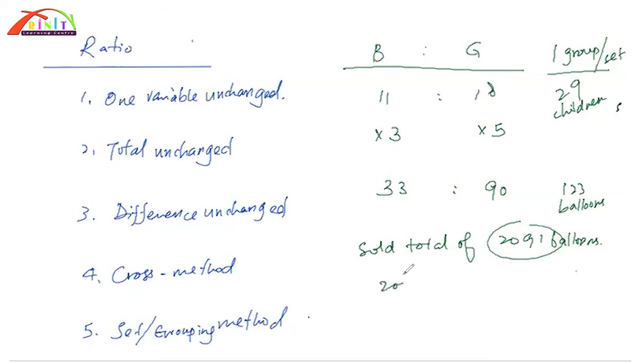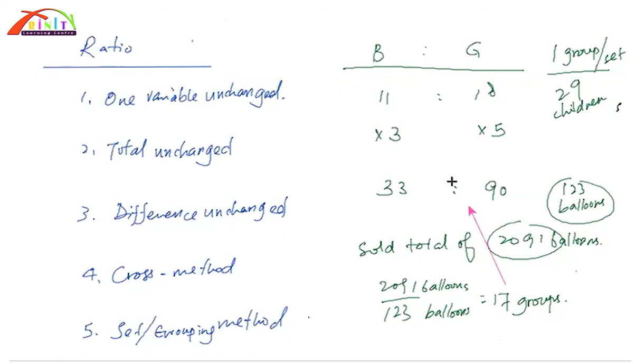So you will take 2091 divided by the number of balloons in one set. Now remember that these two words must be the same. If you end up putting balloons over children, it will be wrong. They have to be the same units. This will give you 17 groups. So now I can ask you anything I want in an exam. For example, how many boys were there? You will then multiply 17 by 11.